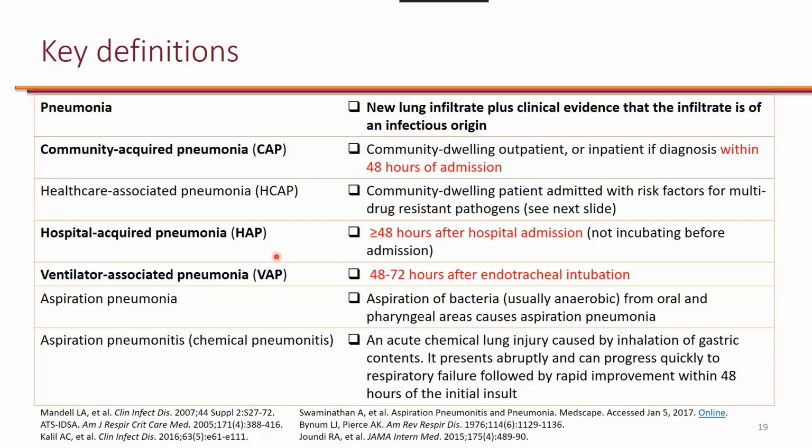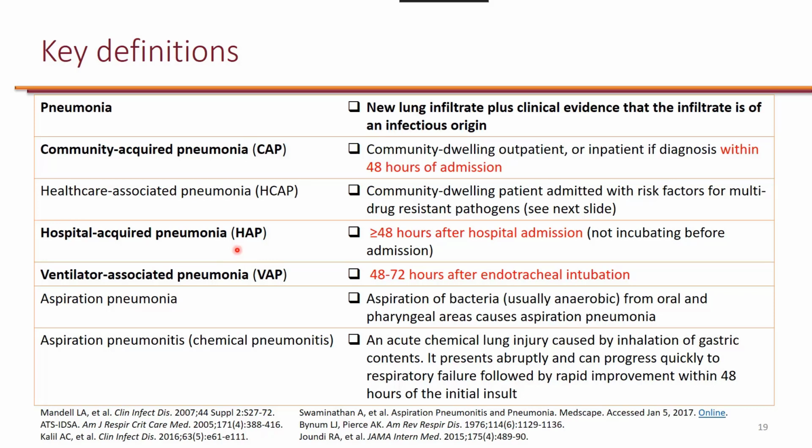Now, there's also ventilator-associated pneumonia, which is basically at least 48 to 72 hours after intubation. So if it's pneumonia 4 days after intubation, it's considered ventilator-associated pneumonia. Keep in mind that all ventilator-associated pneumonia patients are actually hospitalized. So, VAP is a subset of HAP.